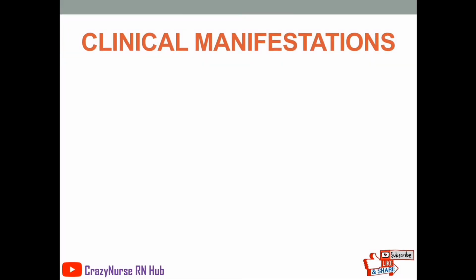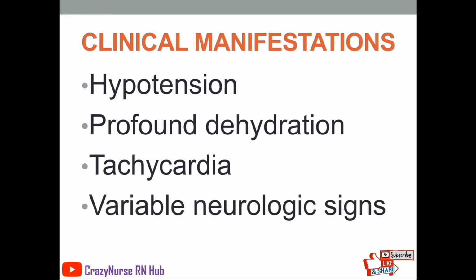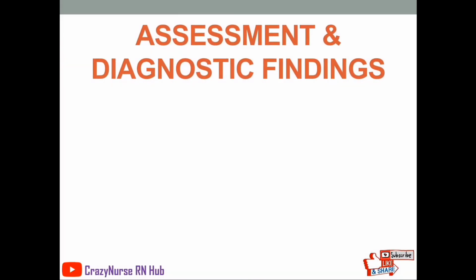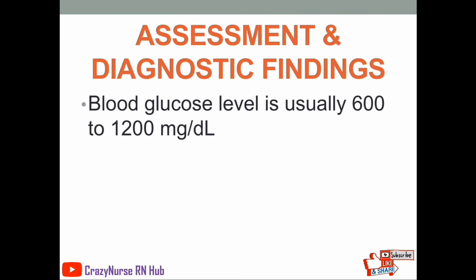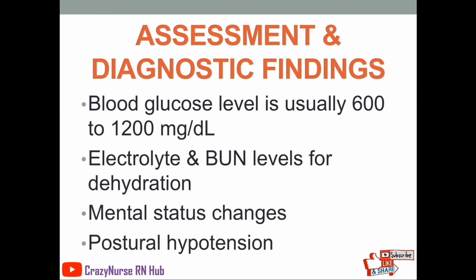Now let's have the clinical manifestations. We have hypotension, profound dehydration, tachycardia, and variable neurologic signs. For the assessment and diagnostic findings, we have a blood glucose level that is usually 600 to 1,200 milligrams per deciliter, and the electrolyte and BUN levels suggest dehydration. And of course, the mental status of our patient changes, and postural hypotension.